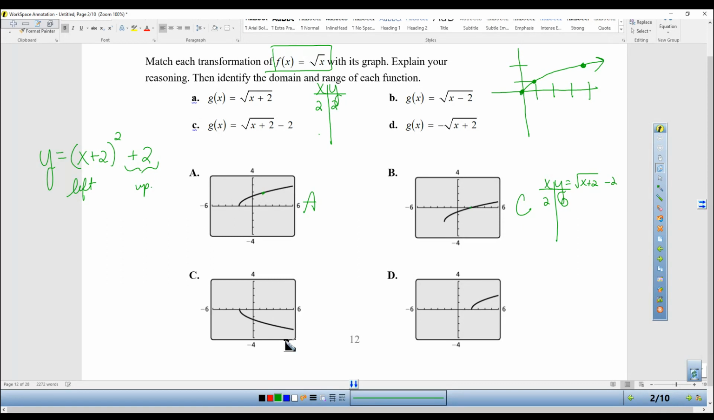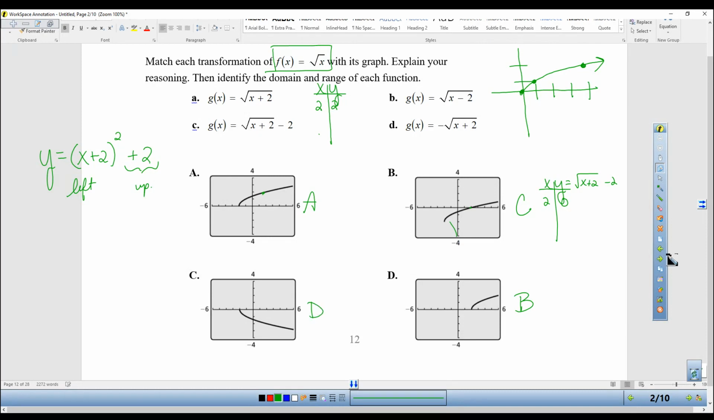So what do you think about these last two? What do you think is going to move my graph to the right? The minus 2. And what do I think is going to move the graph to the left and flip it upside down? There's my flip, that negative out in front, and there's my moving to the left.